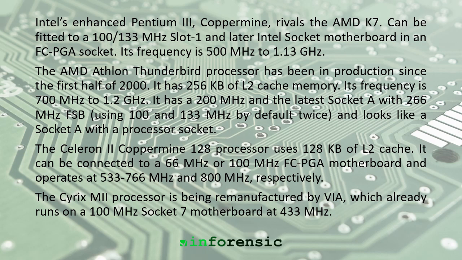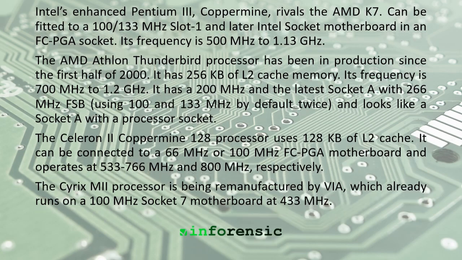The Celeron 2 Coppermine 128 processor uses 128 KB of L2 cache. It can be connected to a 66 MHz or 100 MHz FC-PGA motherboard and operates at 533 to 766 MHz and 800 MHz, respectively. The Cyrix MIII processor is being remanufactured by VIA, which already runs on a 100 MHz Socket 7 motherboard at 433 MHz.